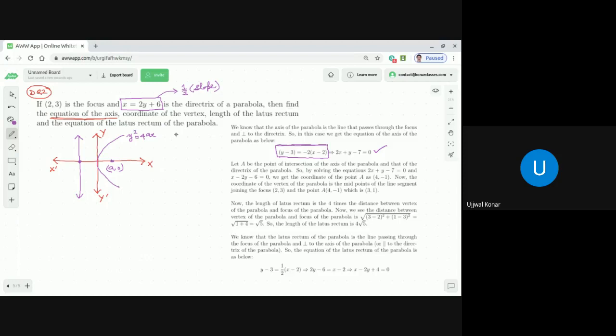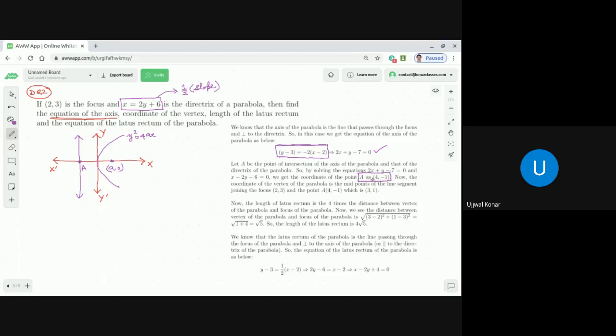Now let's first find the point of intersection of the axis of the parabola. Suppose A is the point of intersection of the axis of the parabola and that of the directrix. Both the equations we are aware of. We just found the axis of the parabola, that is 2x plus y minus 7 equal to 0, and we also know the directrix of the parabola. So we found the coordinate of the point A as 4, minus 1.